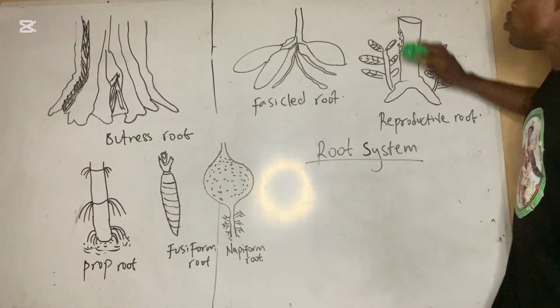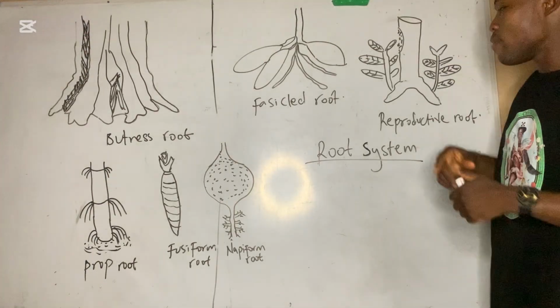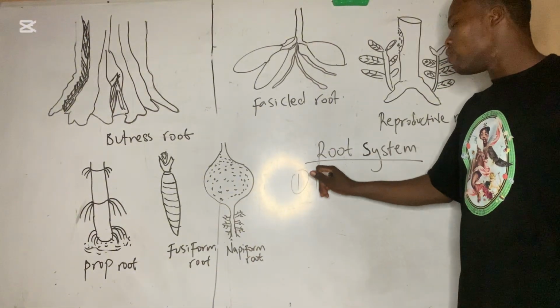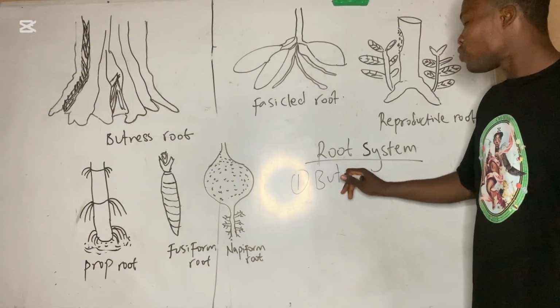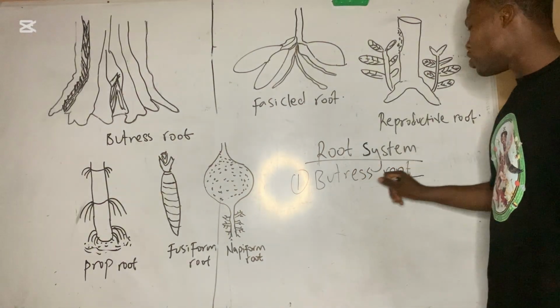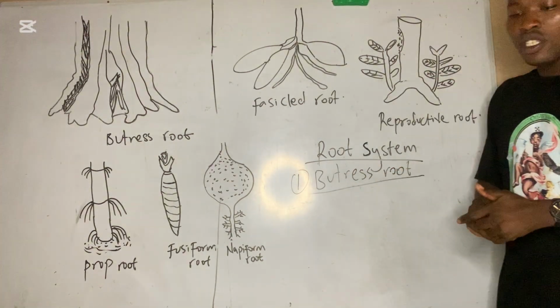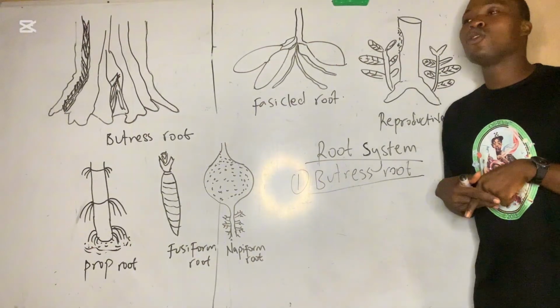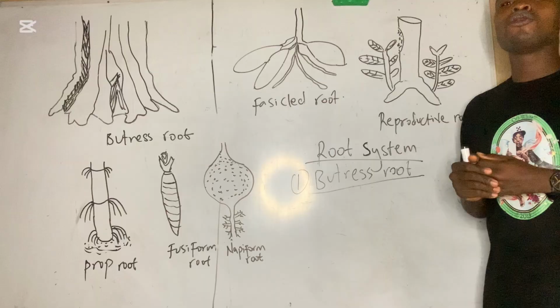So just follow me as I illustrate them, basically from the ones you know to the ones you don't know. I'll start with buttress roots. Now, what is a buttress root? A buttress root is a root that develops from the tree trunk. So usually it's found in plants that undergo secondary growth, dicots.